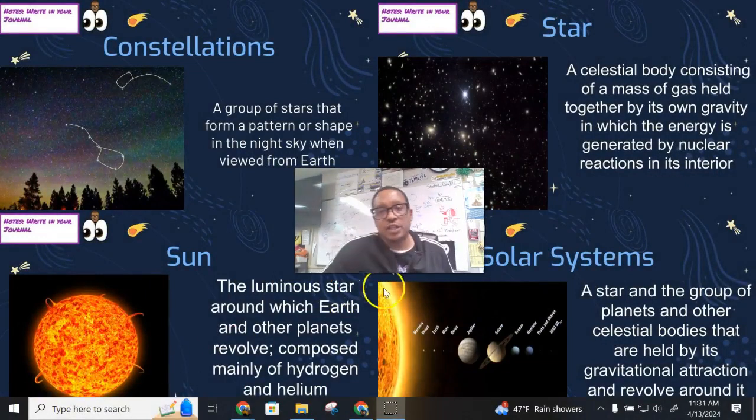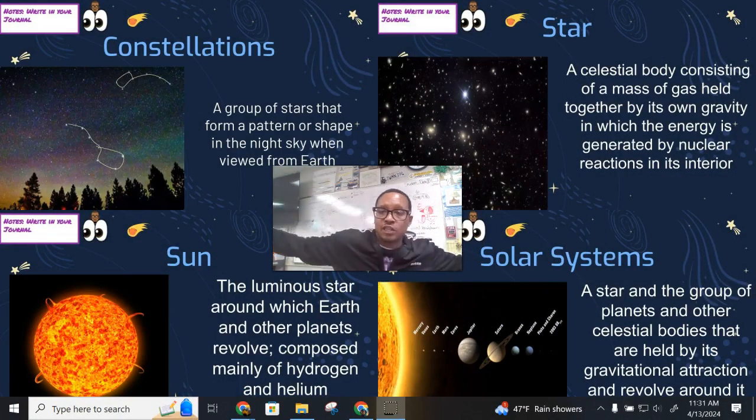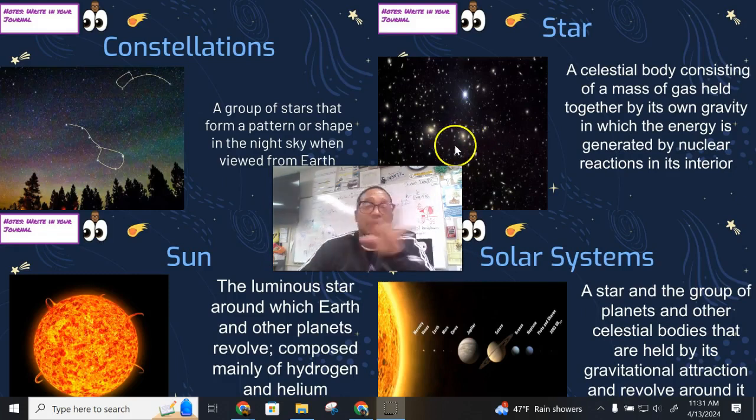Okay, cool. And then solar systems right down there. Remember, it's a star at the center and a group of planets and other celestial bodies that are held by its gravity, so held by the gravitational attraction of the star. Okay, those are the things we had yesterday.